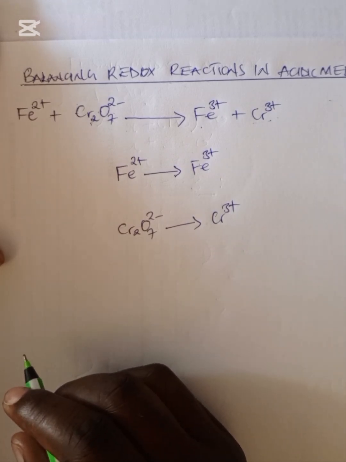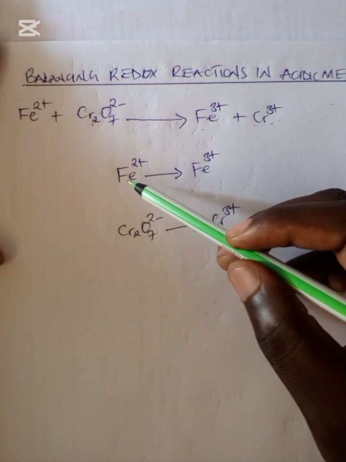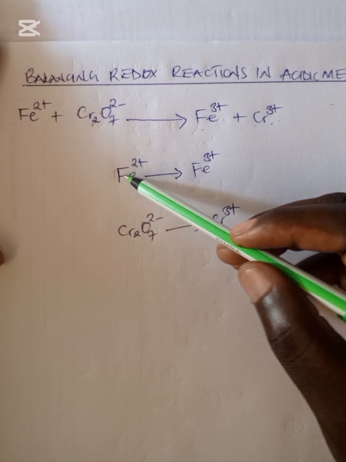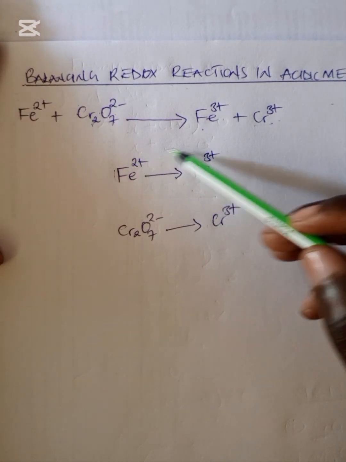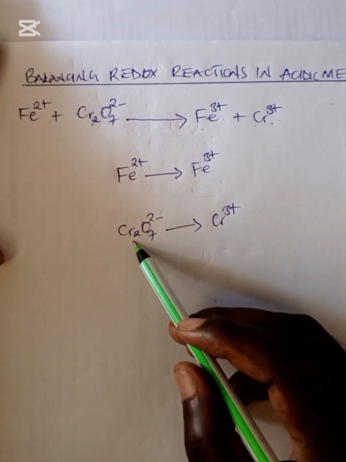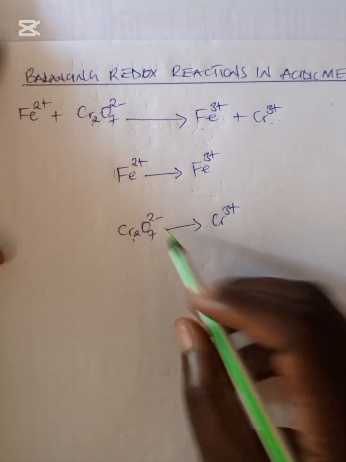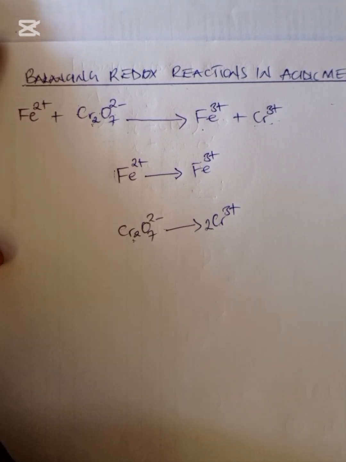The other step is to balance other atoms apart from hydrogen and oxygen. So let's see if the atoms are balanced. Iron, we have 1 here in terms of atoms, and iron here, we have 1 in terms of atoms. Remember, we're not balancing the charges. Here chromium is 2, and here chromium is 1 in terms of atoms. So we have to put a 2 here so that it is balanced.